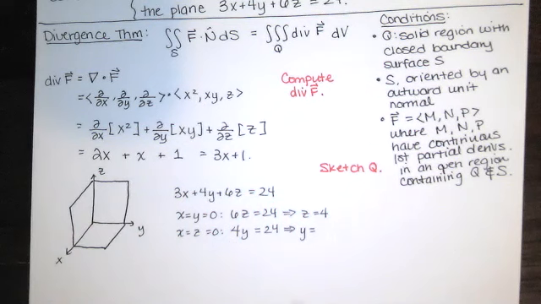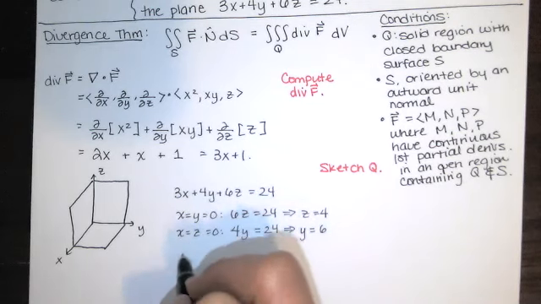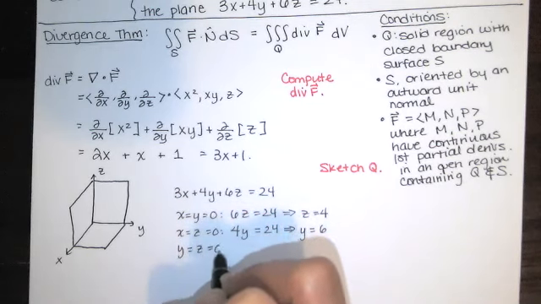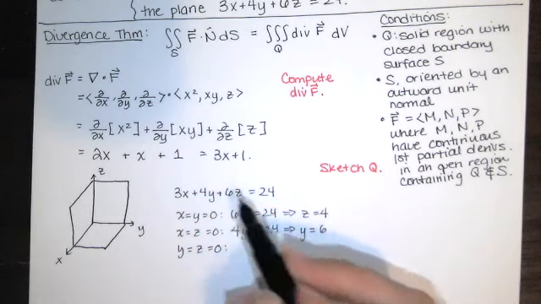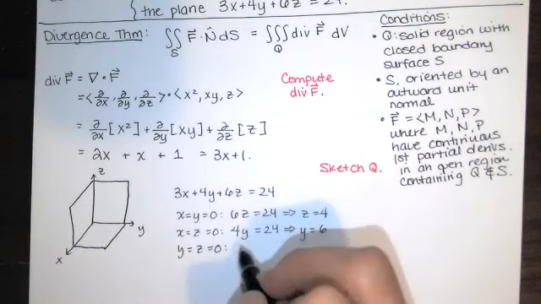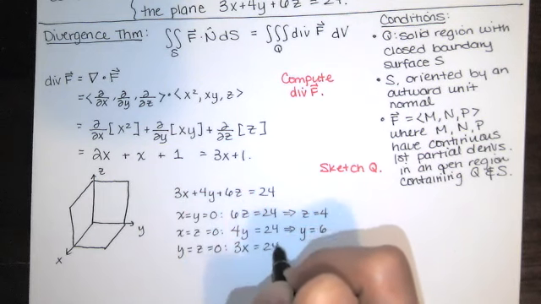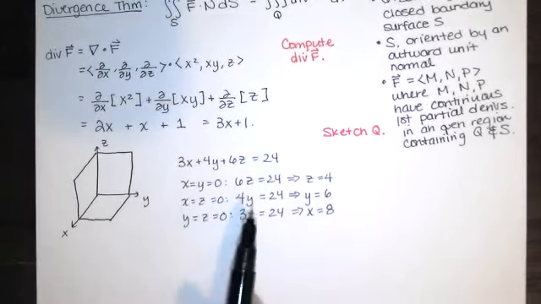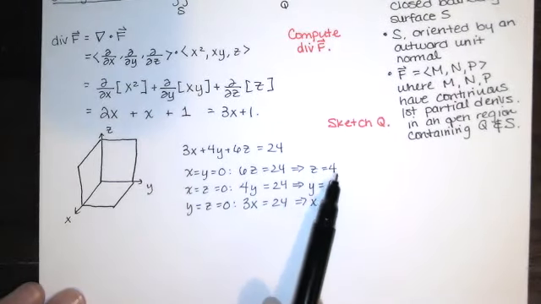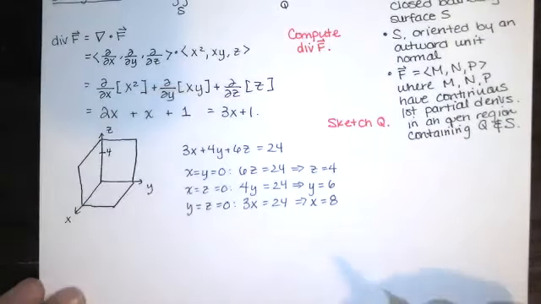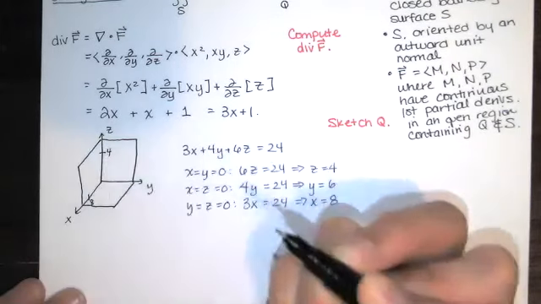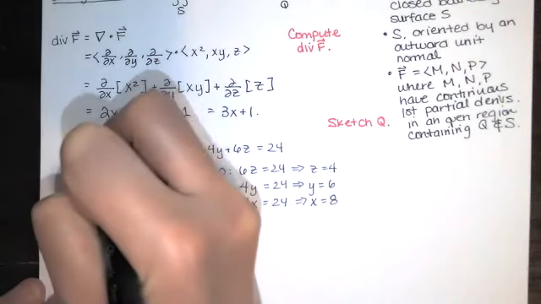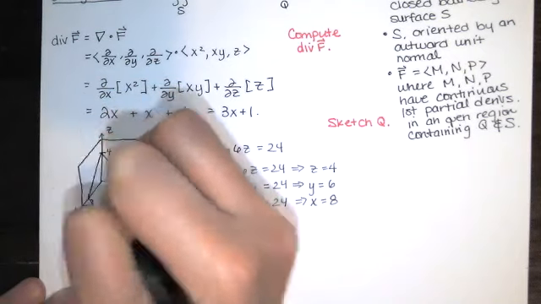And then we solve for y by dividing by 4, and we get y equals 6. And now let's let y and z equal 0. Then we'll have 3x equals 24. So we get x equals 8. So this tells me that this plane intersects the z-axis at 4, it intersects the x-axis at 8, and the y-axis at 6. And that's the fourth side of our solid.